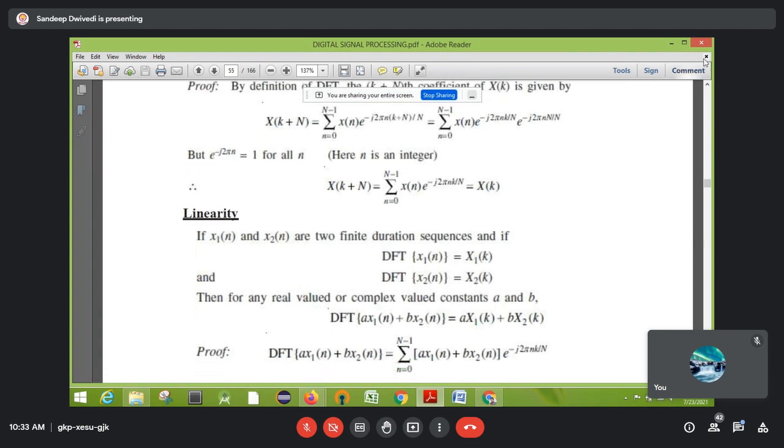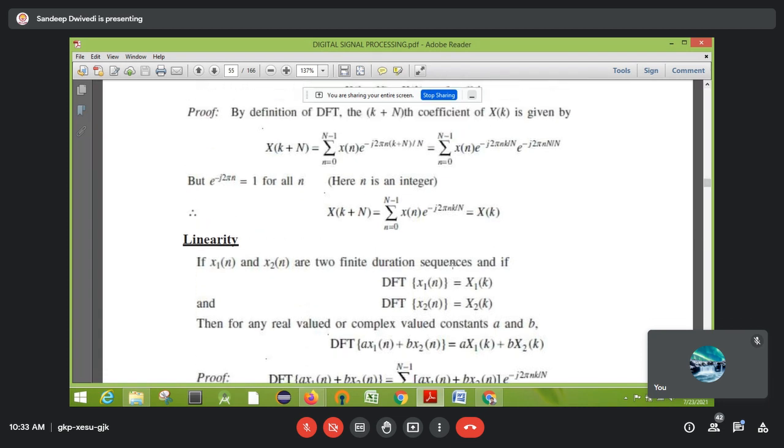Okay, so in a proof, first of all you have to write the definition of the DFT, or rather the formula of the DFT. So what is the formula of the DFT?